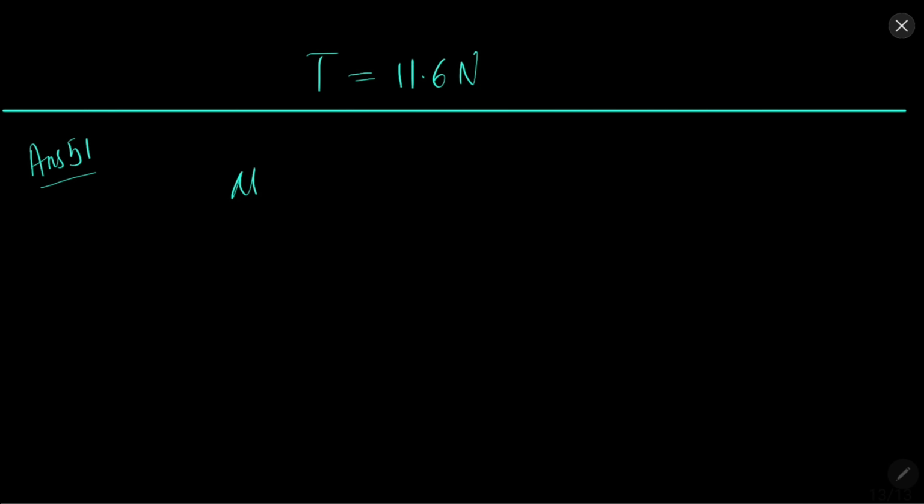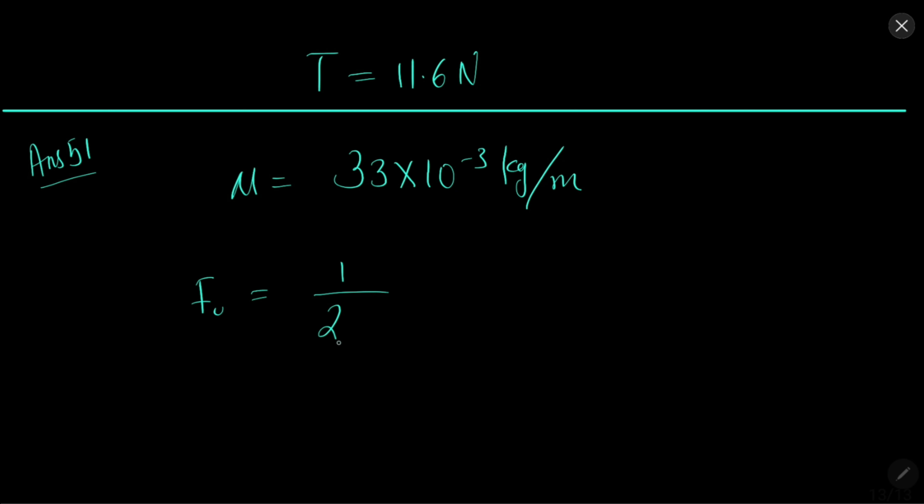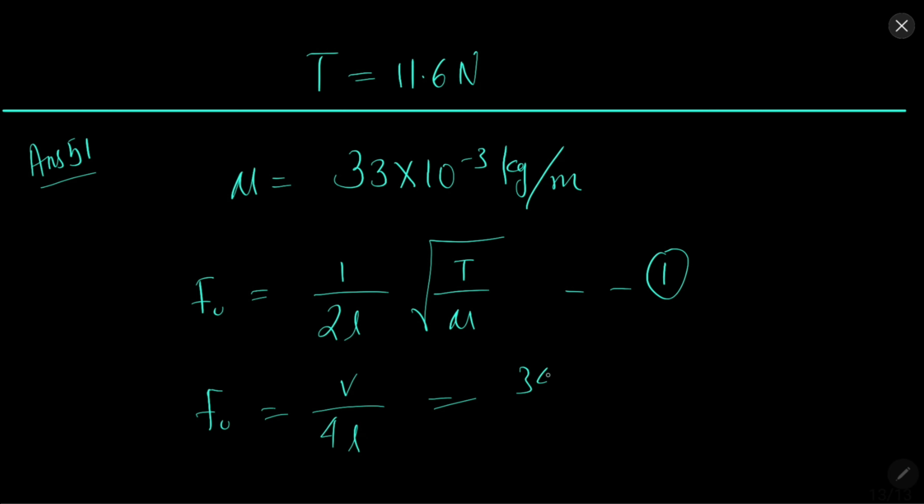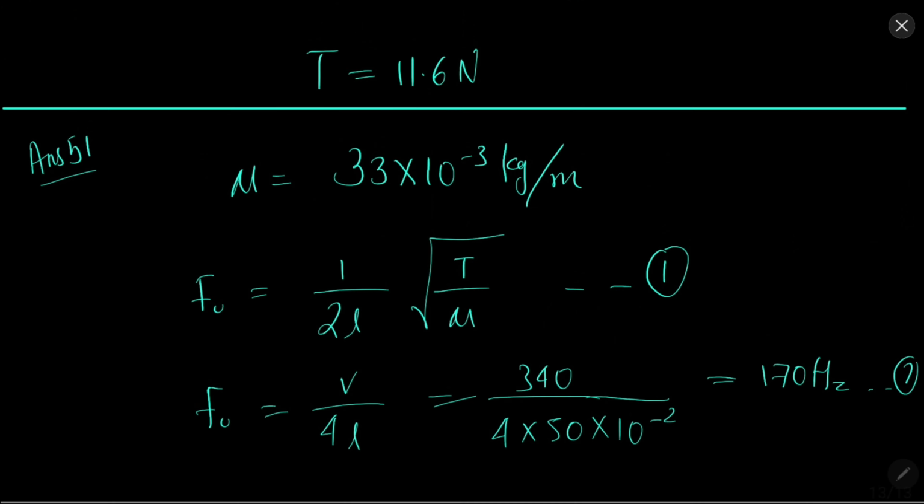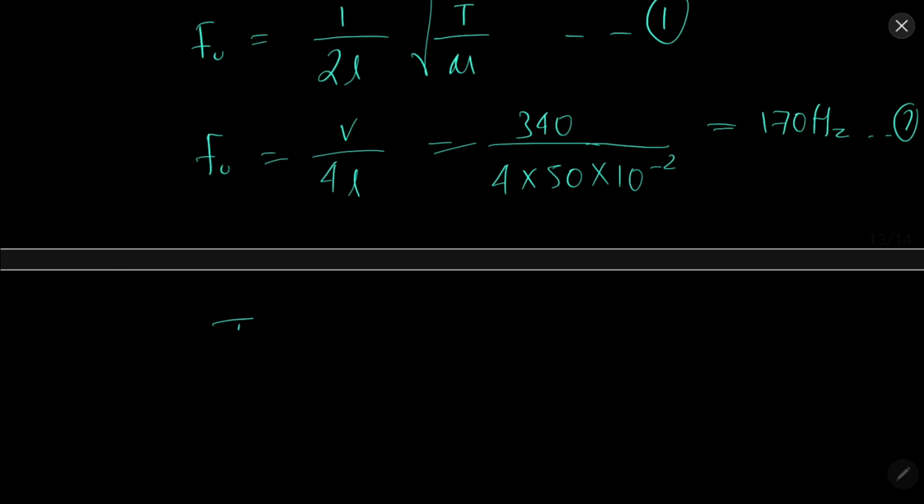So here let mu be the mass per unit length. It is 330 into 10 to the power minus 3 kg per meter. F0 will be 1 over 2L root T over mu. Let this be equation 1. And F0 equal to V over 4L, which will be 340 over 4 into 50 into 10 to the power minus 2, 170 hertz. Let this be equation 2. So from equation 1 and 2, we can easily find tension to be 347 Newton.